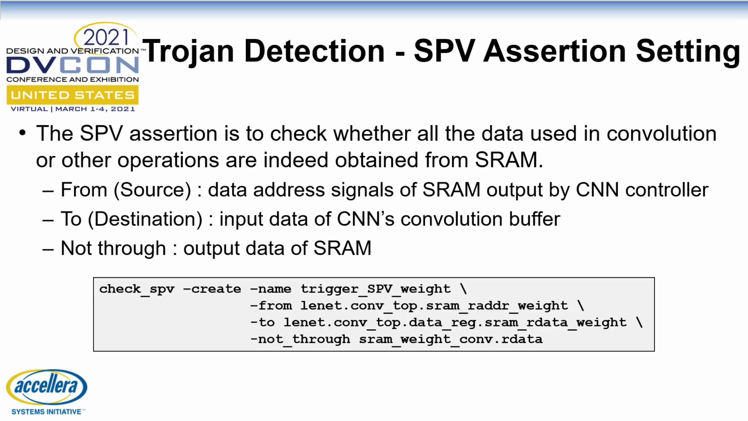In our verification perspective of data paths, the concept is that we consider the input data that is sent into the computation module should come from SRAM. It can ensure that the input value will get the data that is saved in SRAM. Therefore, we set up an SPV assertion to declare that data passing from the convolution controller's weight address signal to the convolution buffer's input, and not passing through SRAM's output, is not acceptable. If the path exists, it means that the data received by the operation module may not come from SRAM.